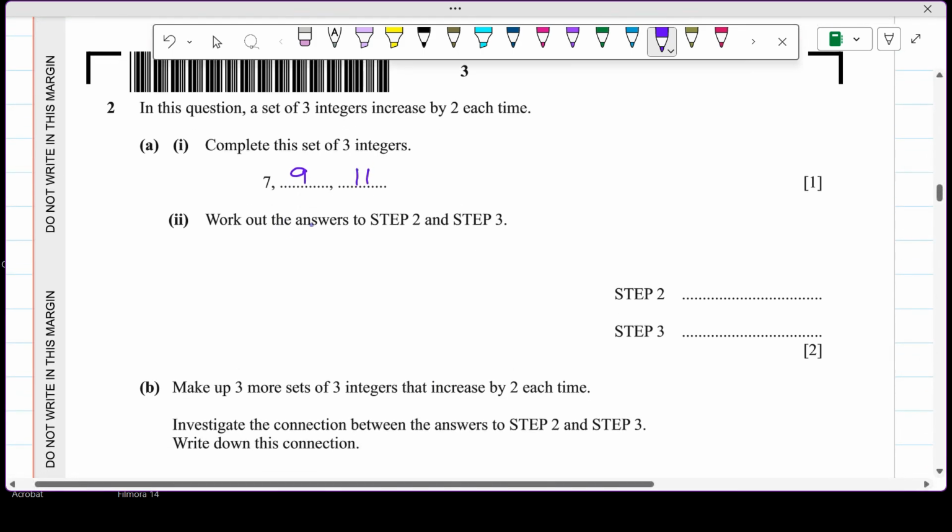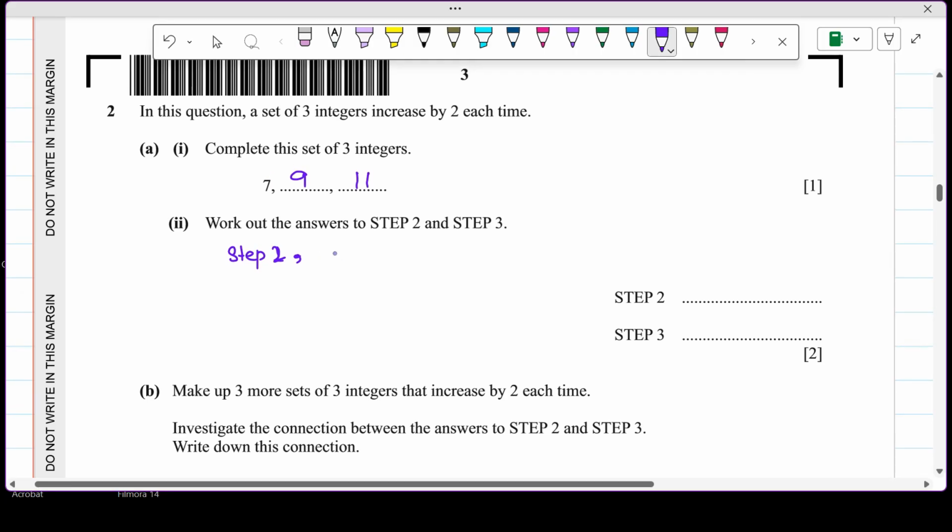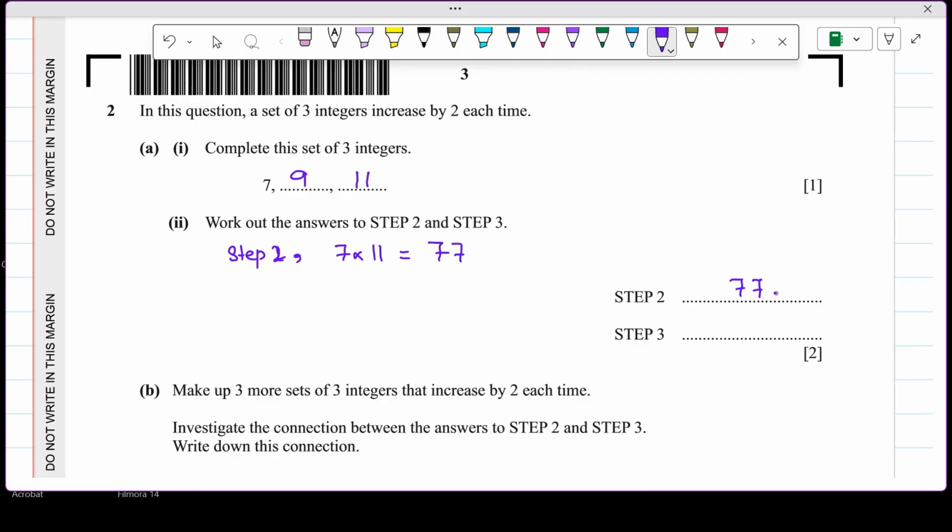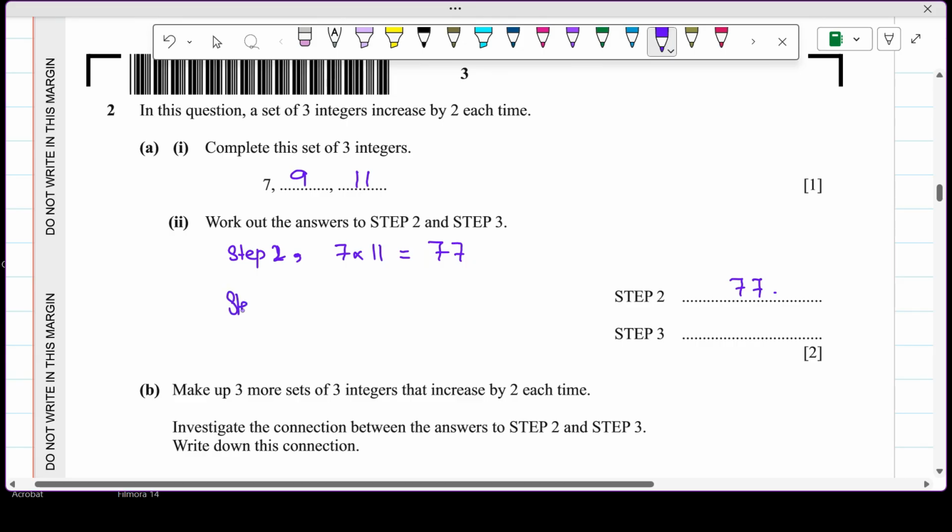Work out the answer to step 2 and step 3. In step 2, we multiply the first and last integers, which is 7 times 11, and this is equal to 77. So step 2 is 77. And in step 3, we take the square of the middle term. So 9 squared is equal to 81.